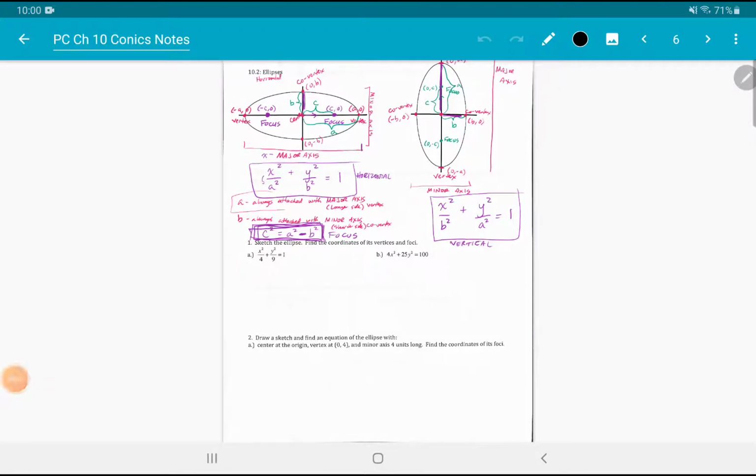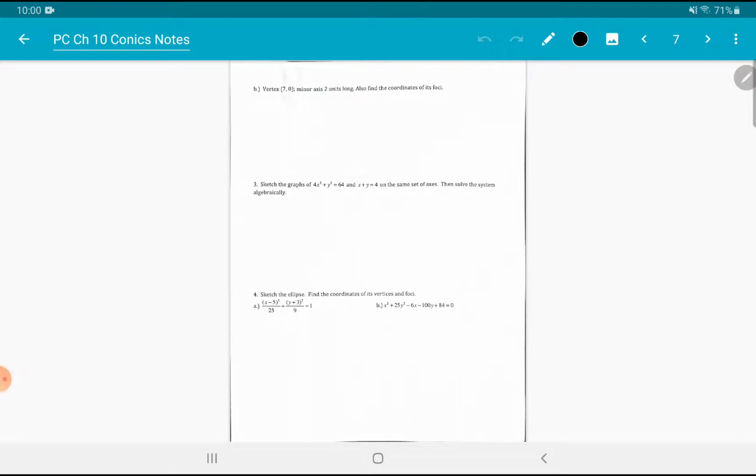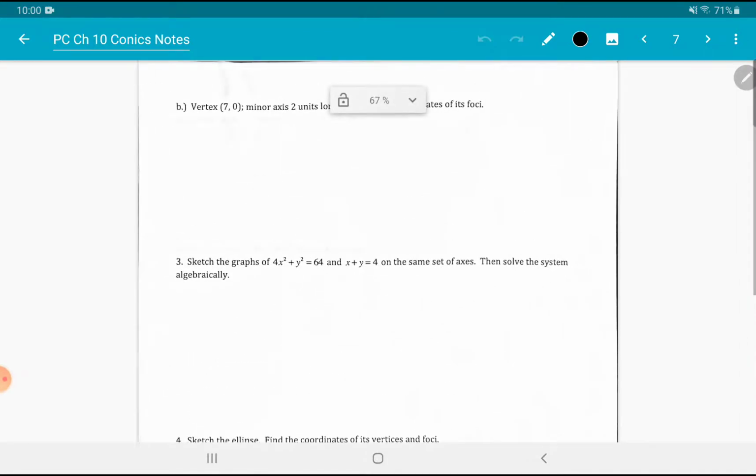In this video, we'll take a look at how to do some examples of ellipses. We're going to go on to the next page here. Now, even though it's not stated, I forgot to include these directions. For part B here, it says that the vertex of our ellipse is at (7, 0). The minor axis is 2 units long. But one thing that we also want to add in there is that the center is at the origin. Okay, so we know that's going to be at (0, 0). We're going to also find the coordinates of its foci. Let's go ahead and begin.